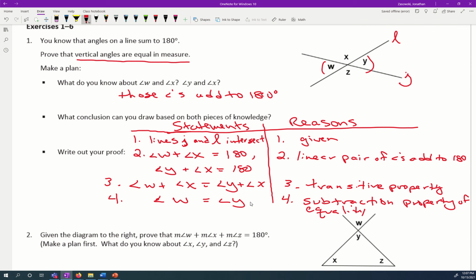We created 2 equations that were both equal to the same thing, right? We set them equal to each other, and then we took away what was the same on both sides to get left with our result. That's it. That's the theme for today. Okay? Cool?